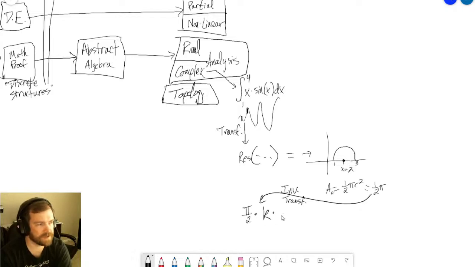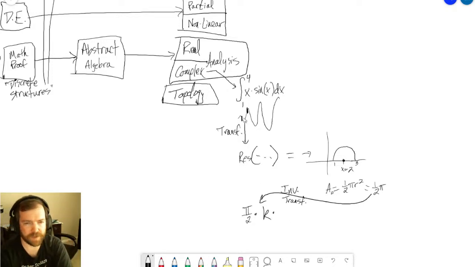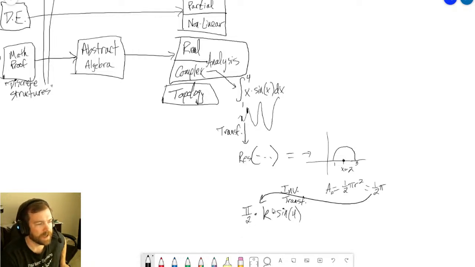k times some value of the stuff that's in between here. So like the sine of 4 or something like that. So you get all this stuff and it just dumps on the page and you look at it and go, wow, that really cleaned everything up. It just got me a number. It seemed insane the first time that I did this because I was like, well, how did that work? That should not have worked.